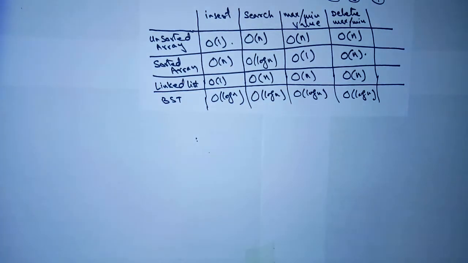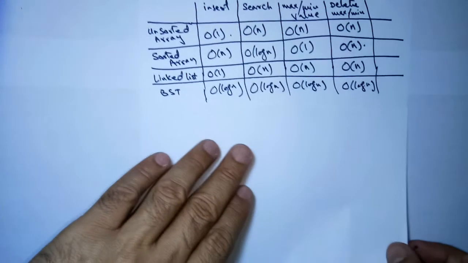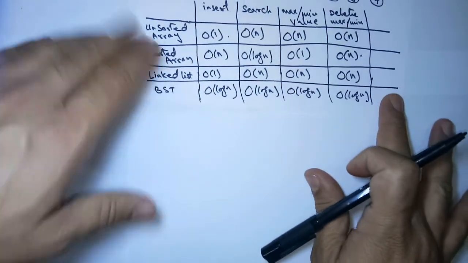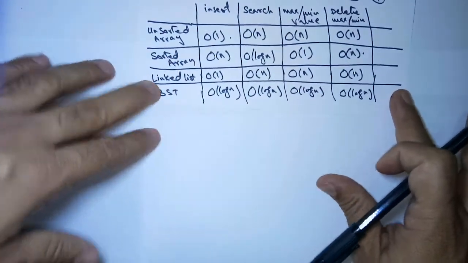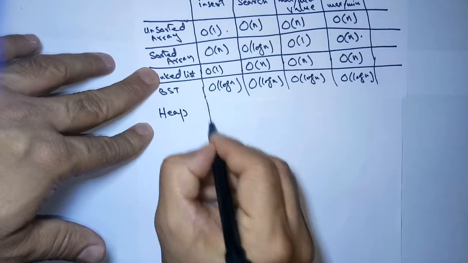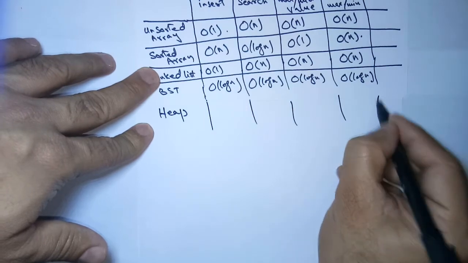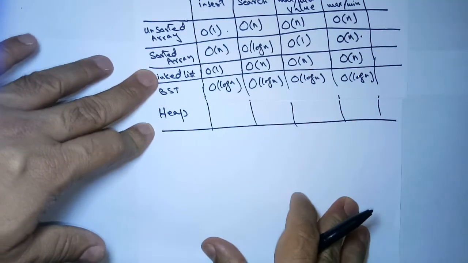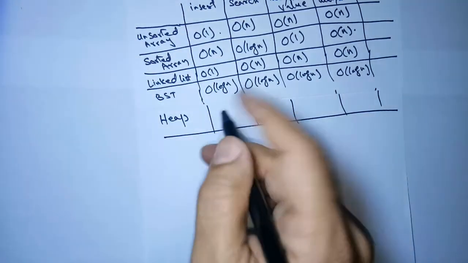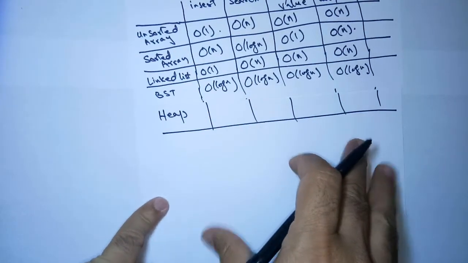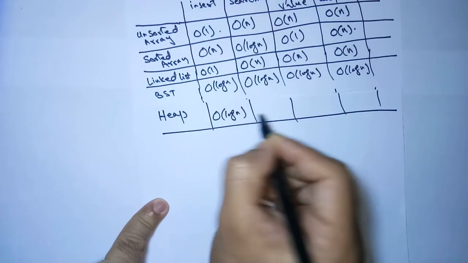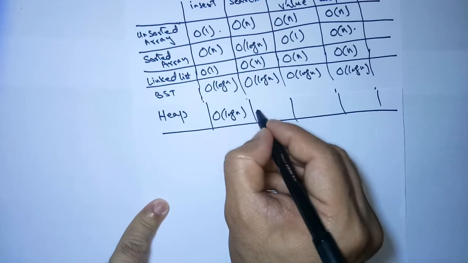Now I want some efficient data structure where I can implement some of these operations in constant time. For example, for that I need a heap. So if I use the heap data structure, what time will be required? We'll prove this in the upcoming videos. In order to insert in a heap, we require log n time.